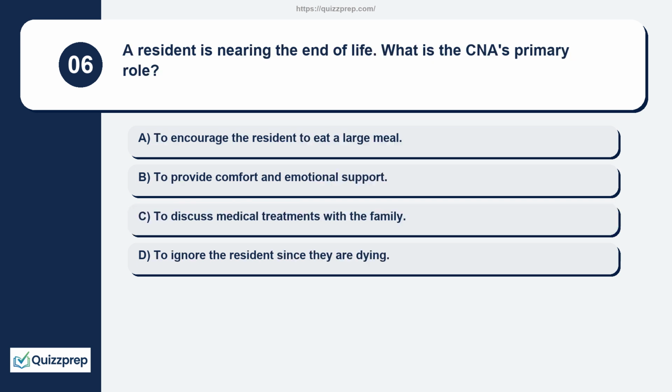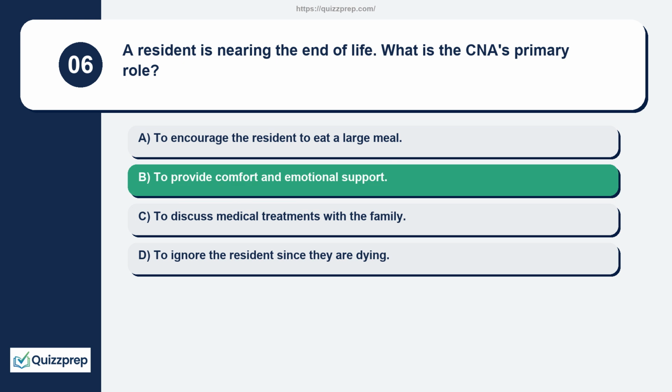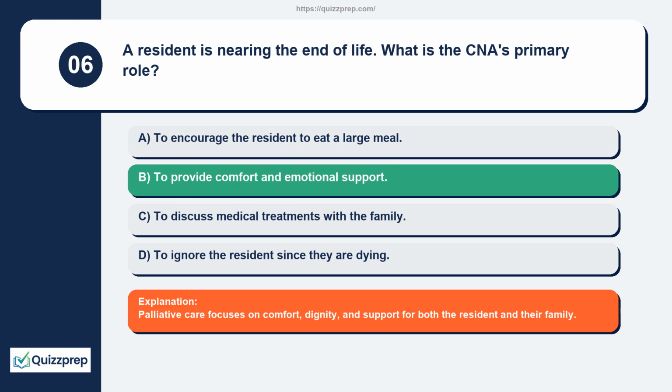Question 6. A resident is nearing the end of life. What is the CNA's primary role? To encourage the resident to eat a large meal. To provide comfort and emotional support. To discuss medical treatments with the family. To ignore the resident since they are dying. Palliative care focuses on comfort, dignity, and support for both the resident and their family.